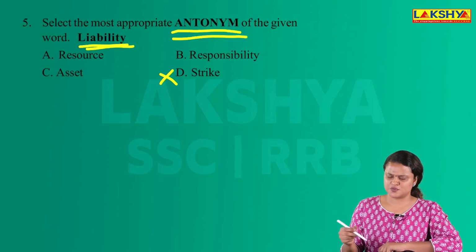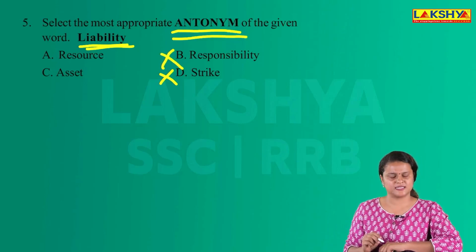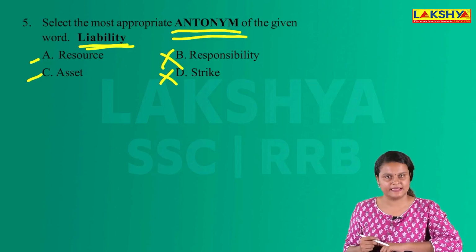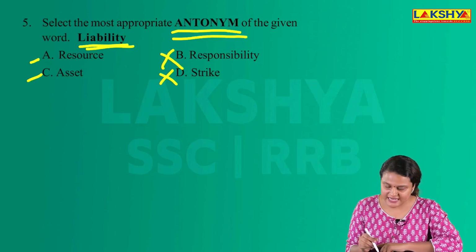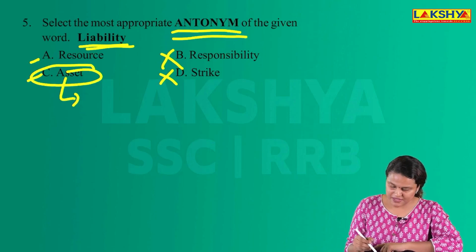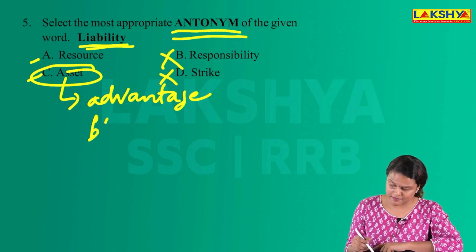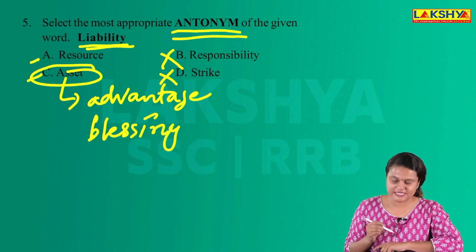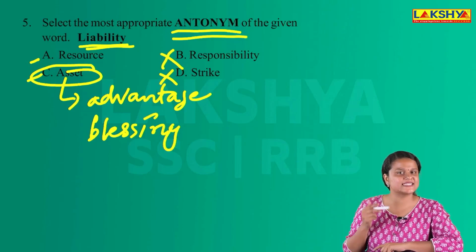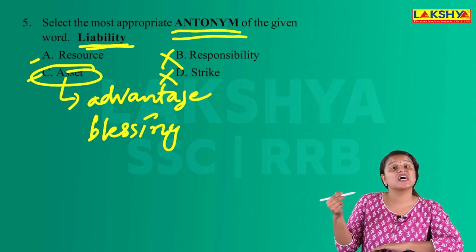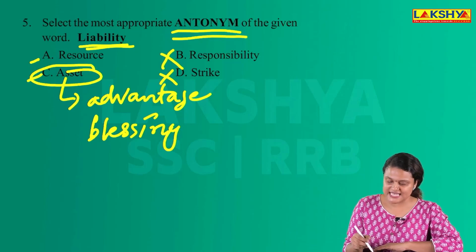Responsibility, completely different word. Responsibility will also not be the answer. Now the rest of the options are resource and asset. What will be the answer? You might have guessed it already. The answer is asset. Asset means something that is of your advantage, something that you like having, which you can call a blessing. For example, if you have a land or a property, that's an asset for you, right? Because it's not a burden. It is something that you can use eventually. So it is an asset and not a liability. So the opposite of liability is asset.